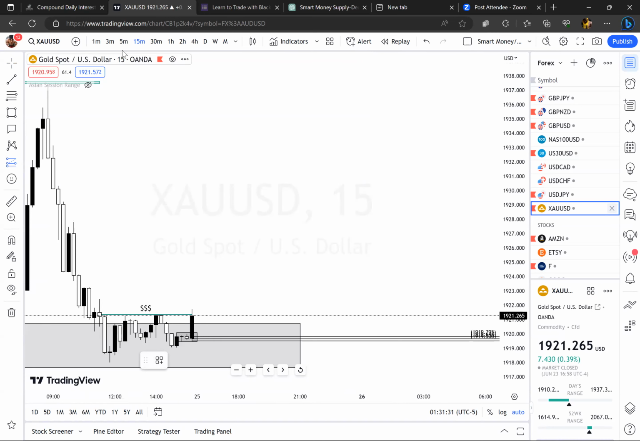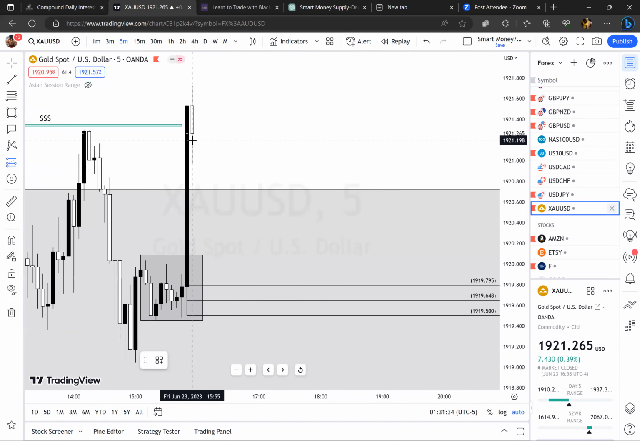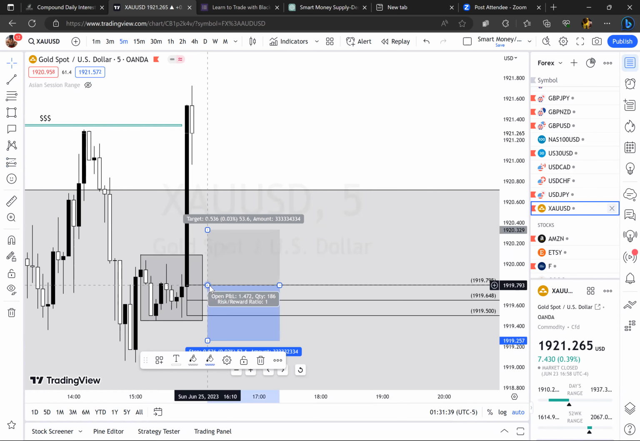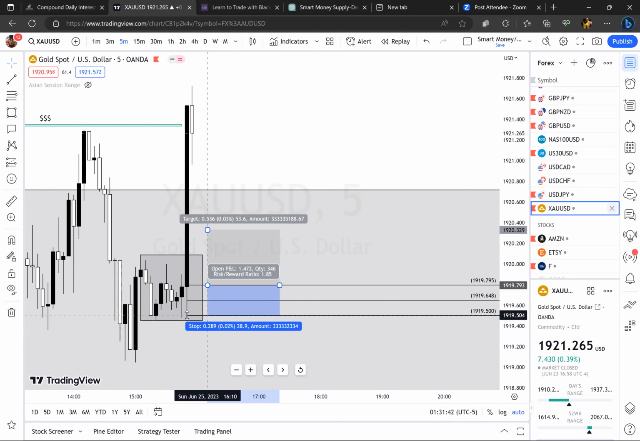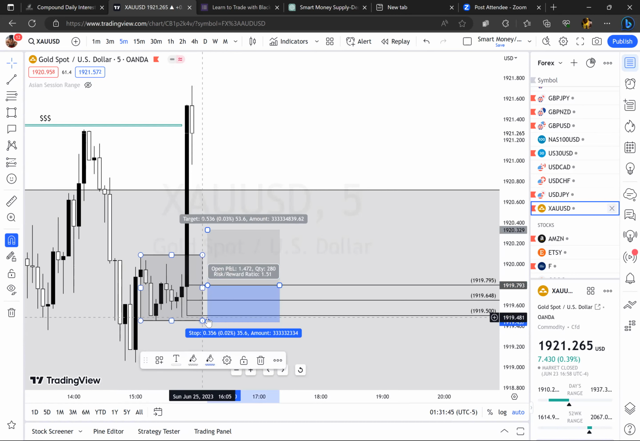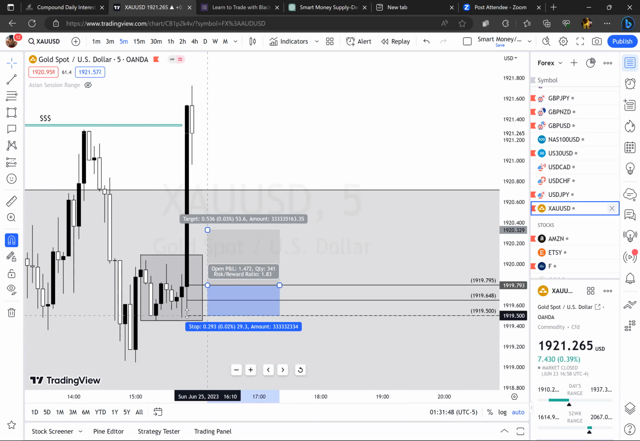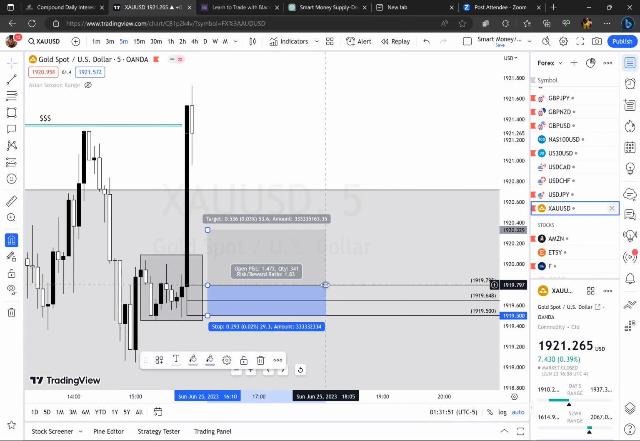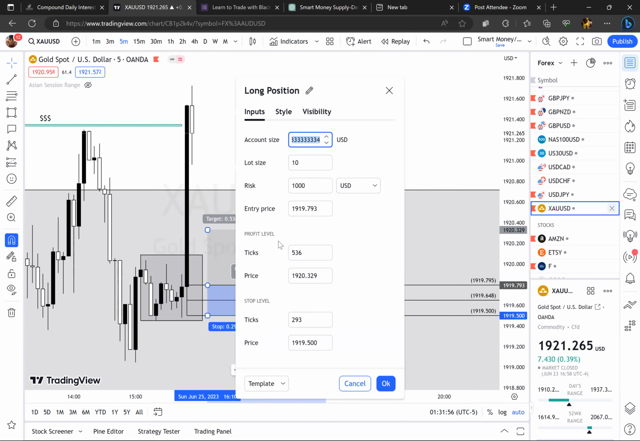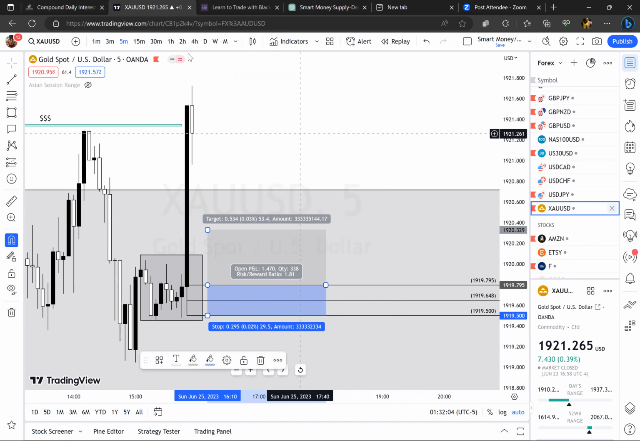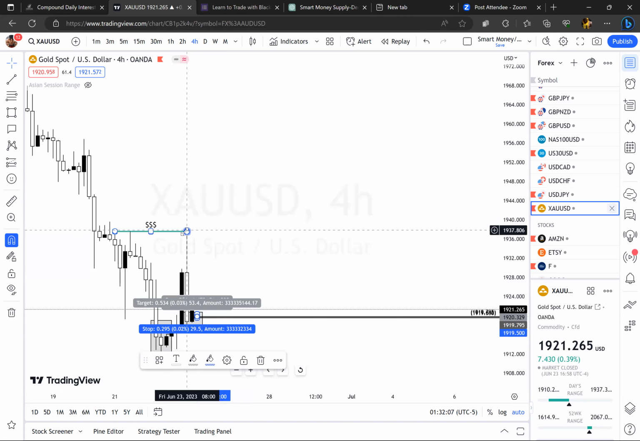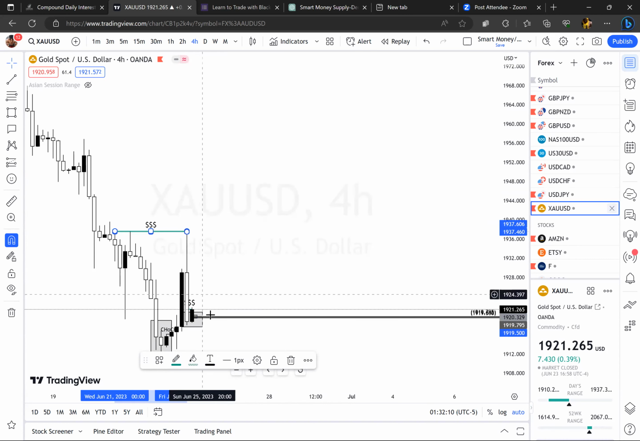1937.5. That's my target. All right. And I'm going to put my risk to reward tool on. Hold up. Right here. All right. Entry at 1919.795. What I said, hold on. What I said, 1937.5.